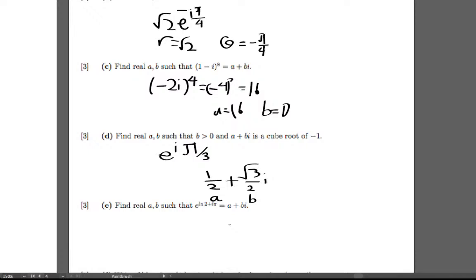half plus, no, minus square root 3 over 4. Wait, what? No, no, something's not adding up. Oh yeah. Oh wait, what?